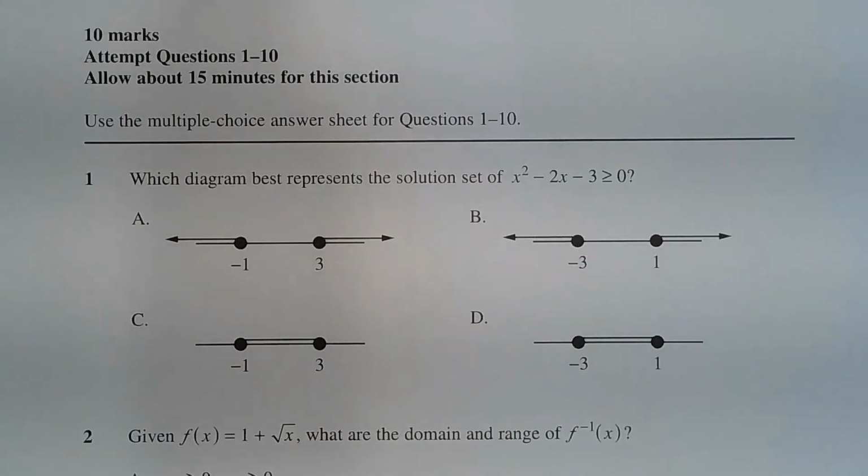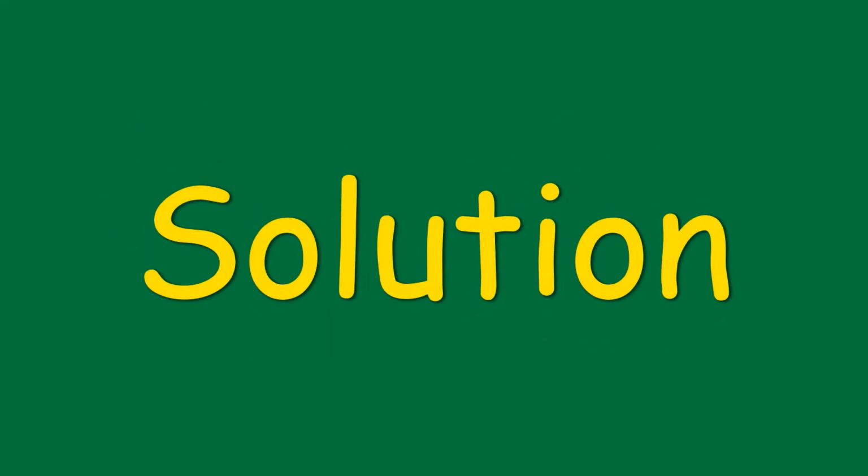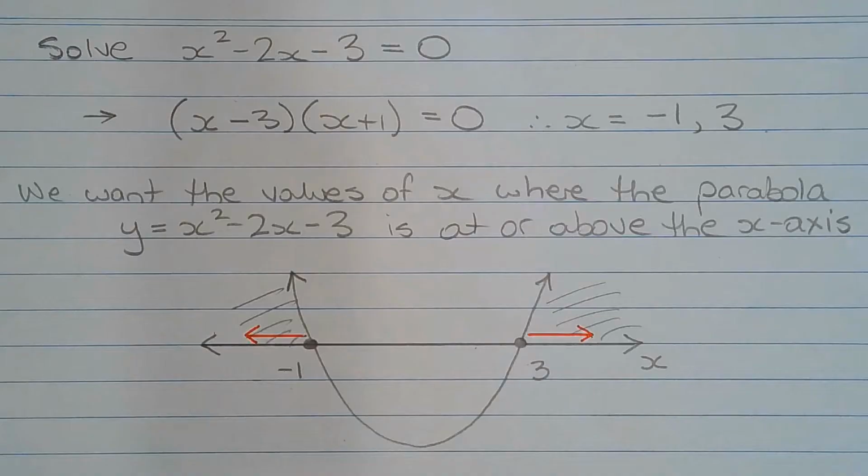Question 1. Which diagram best represents the solution set of x squared minus 2x minus 3 greater than or equal to 0? This question may be solved geometrically.